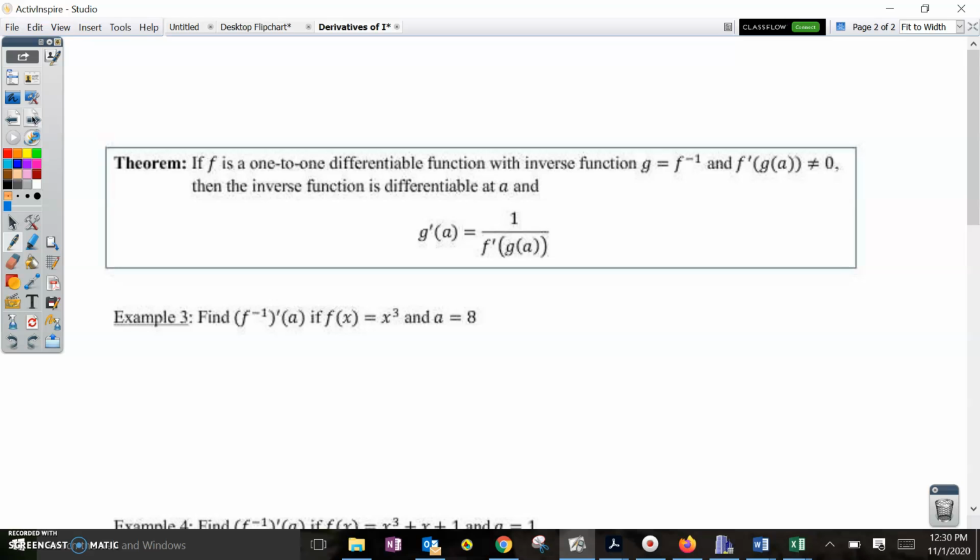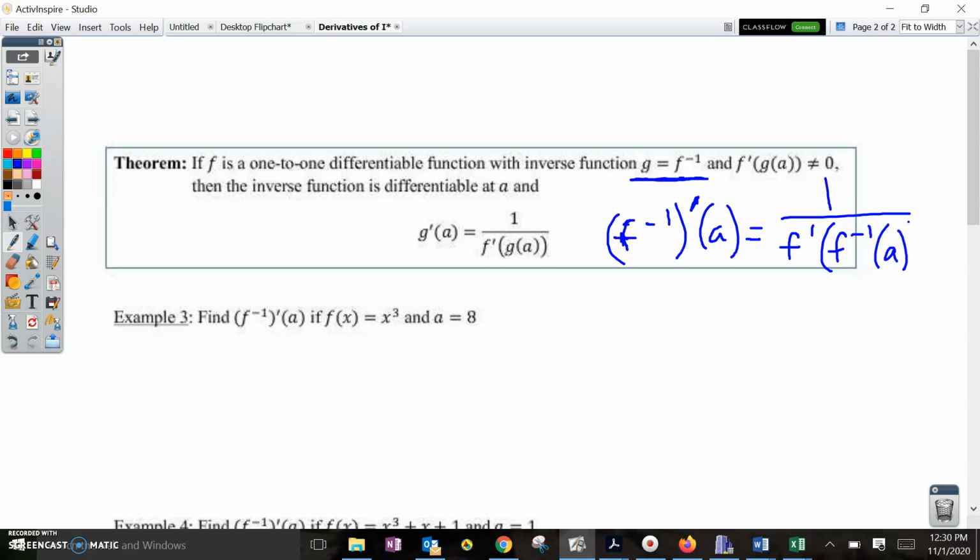Now realize, because of the way we wrote this, we wrote g as the inverse function of f. So another way that we could write this without introducing the function g into the situation is we could write that f inverse prime of a is equal to 1 over f prime of f inverse of a. And we're going to use that in order to find derivatives in the next couple of examples.